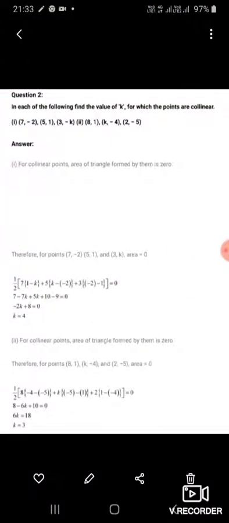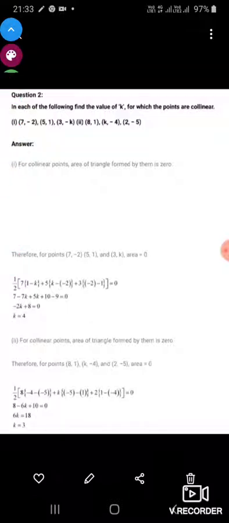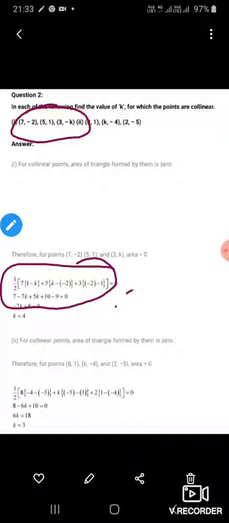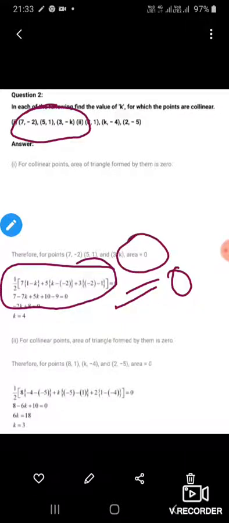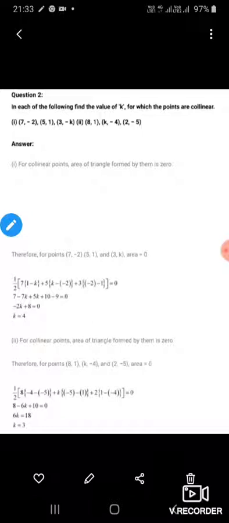Now let's move to the next question. The next question says find the value of k for which these three points are collinear. So what you will do, you will apply the formula of area and keep it equal to 0, because the area of 3 collinear points will be equal to 0. So area equals 0. Then after solving you will get the value of k. Similarly for the next part. These are very simple questions.